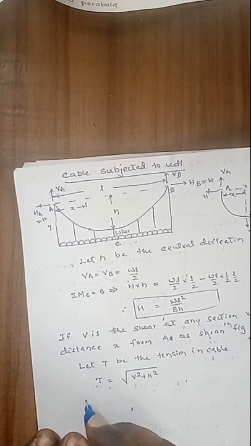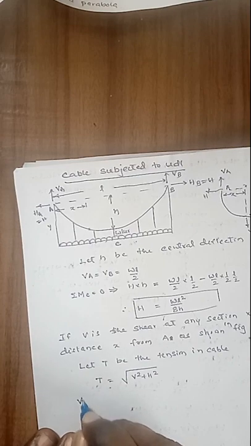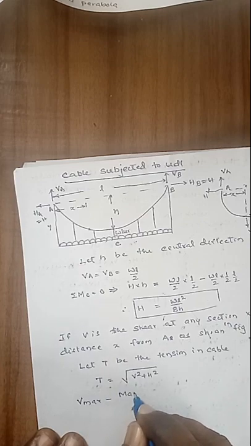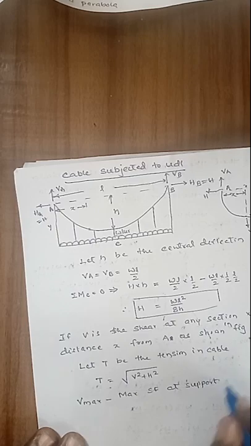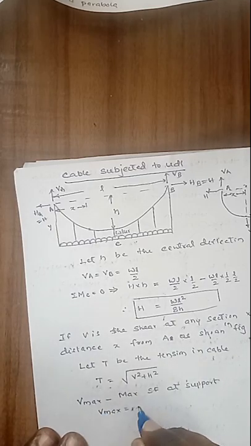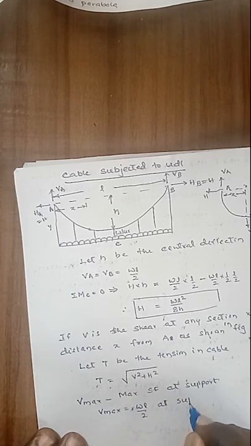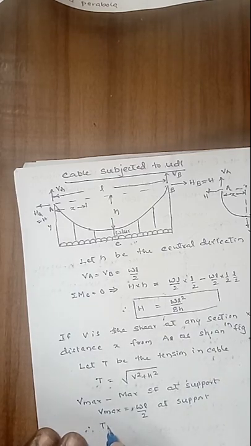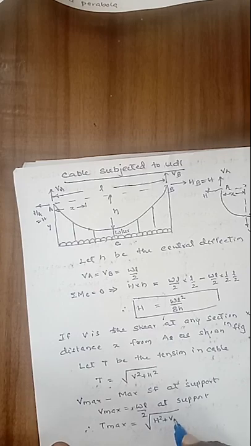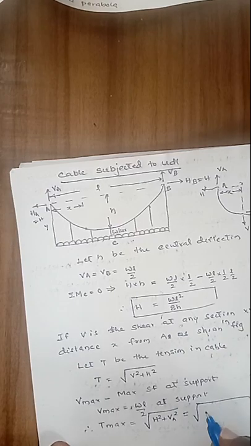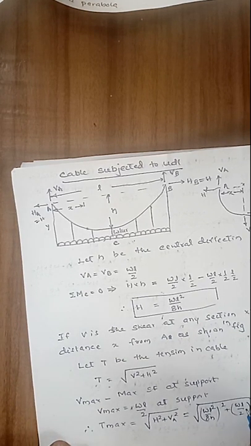By observing this, V maximum, that is maximum SF or maximum reaction, maximum SF at support, that is either at A or B, that is V maximum equals WL by 2 at support. Therefore maximum tension in the cable T max equals root of H square plus VA square or VB square, that is WL square by 8H whole square plus WL by 2 whole square.